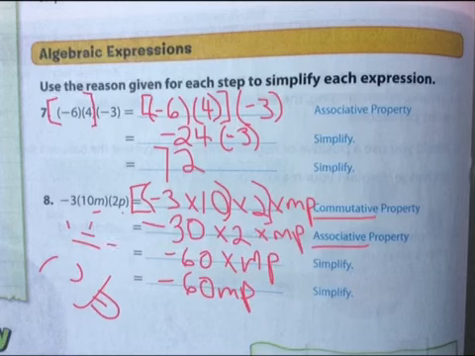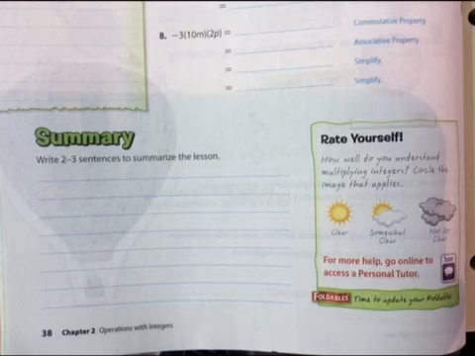Ouch. Remember, for the summary, you're essentially just taking some words from here. How well do you understand multiplying integers? You can write, we learned about multiplying integers. You learned that different signs equal negative and same signs equal positives. Write that down, please.